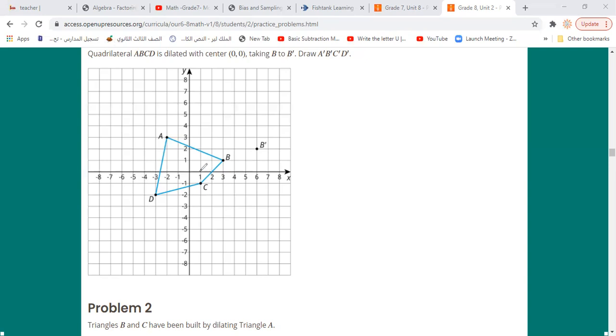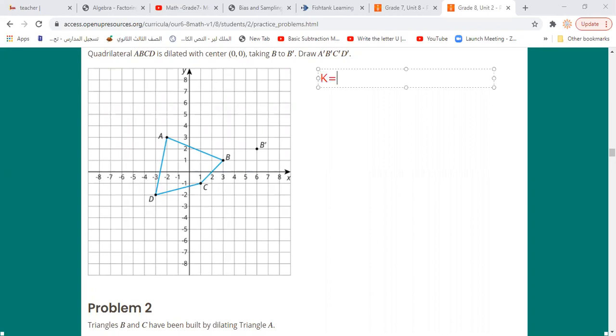Here, B was 3 units, right? And what about B prime? B prime was 6, right? So we can say 6 divided by 3. So by any way, the scale in this question is 2.